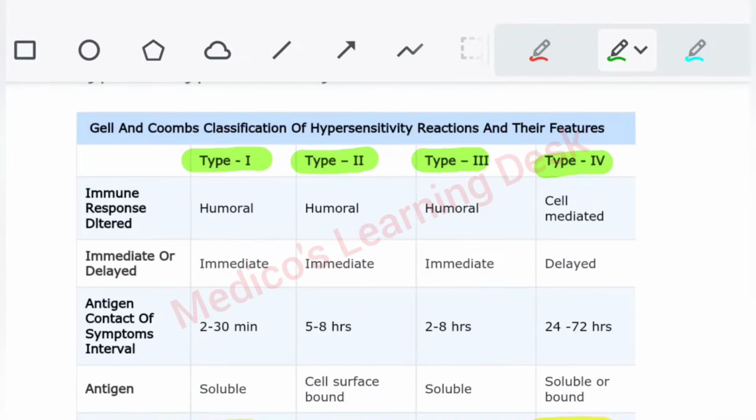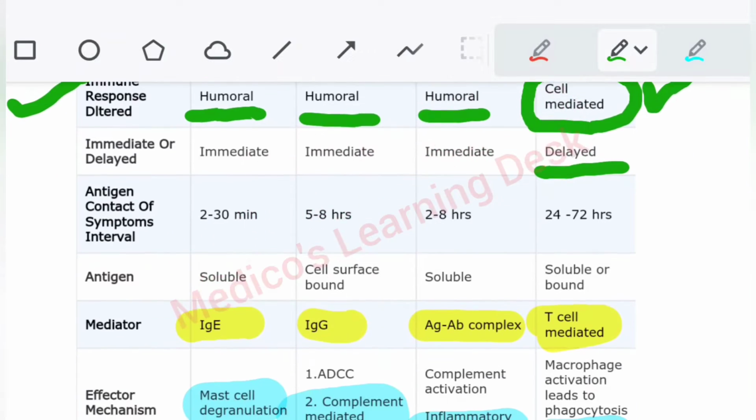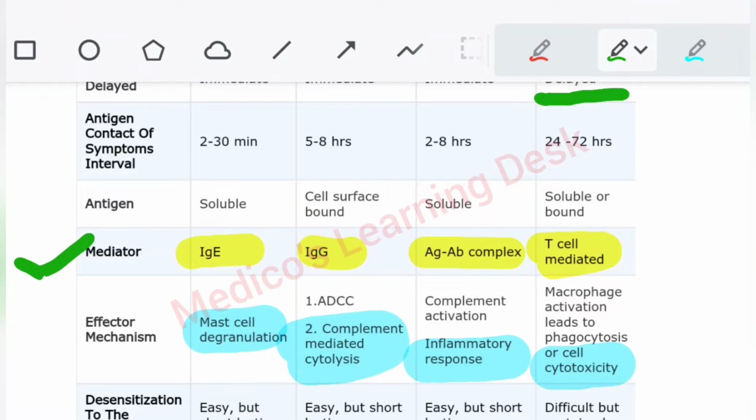Type 1 is humoral mediated, type 2 is also humoral mediated, type 3 also humoral mediated, but type 4 is cell mediated. So which immune response is altered in type 4? It is cell mediated immune response. All other three will be humoral type of immune response, and this is the only one where a delayed immune reaction will be there, in type 4. Now let's see what the mediators are.